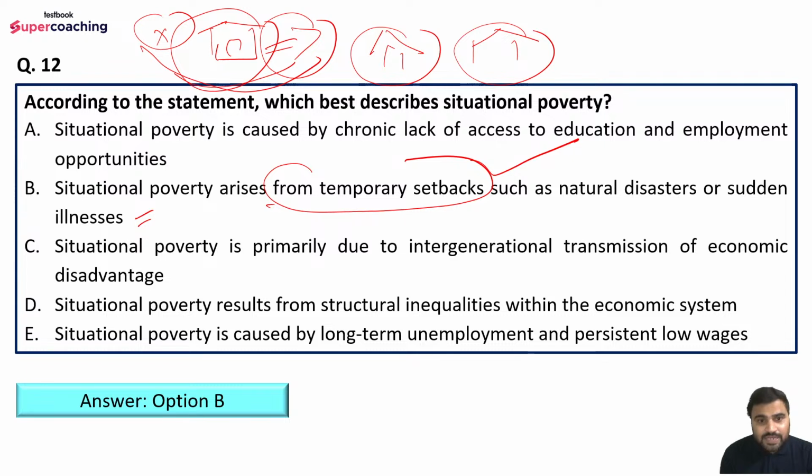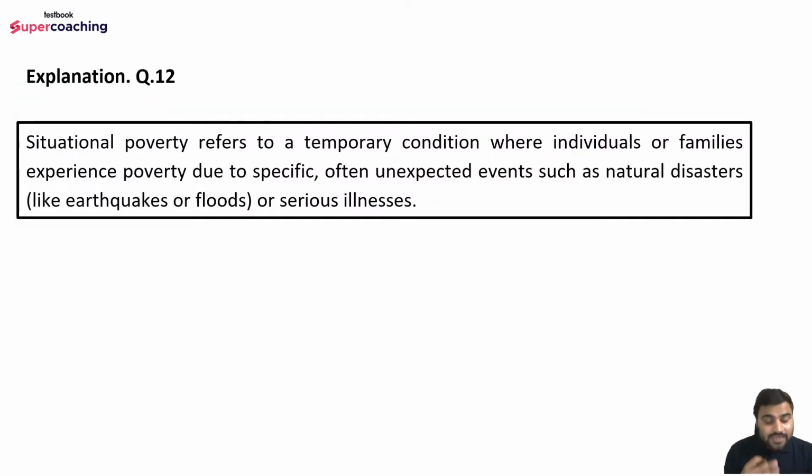सो यहाँ पे टेम्पररी सेटबैक होता है, बट यहाँ पे एक चीज ये होती है कि if that person is provided assistance, then he can get rid of this particular situation, right? So this is situational poverty that arises due to some situation. So situational poverty refers to a temporary condition where individuals or families experience poverty due to specific, often unexpected events such as natural disasters like earthquakes or floods or serious illness. तो यहाँ पे poverty arises because of some important situation, कुछ ऐसी situation हो रही है जिसके चलते यहाँ पे जो poverty है वो arise हो रही है, ठीक है?